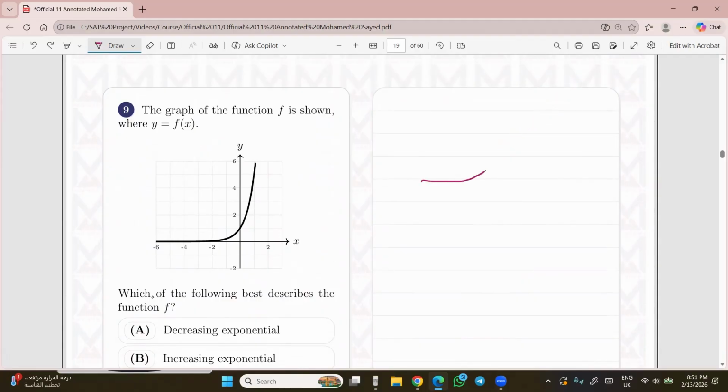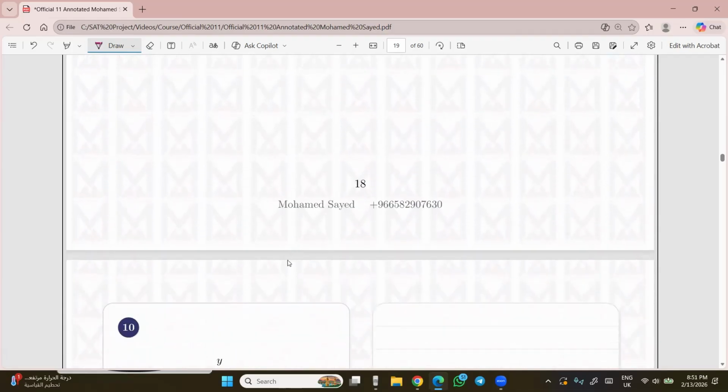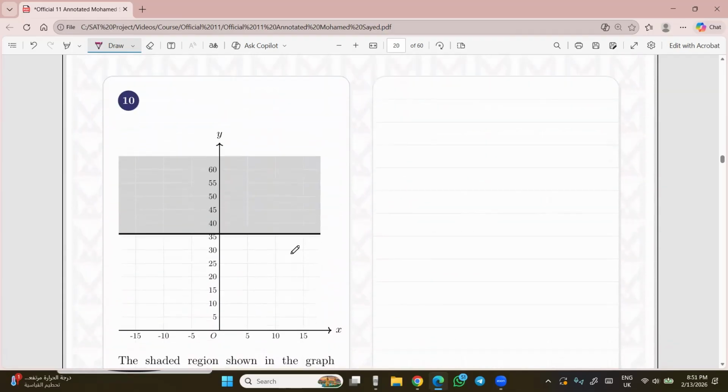It's something increasing exponentially. This is exponential growth. And it's increasing because your direction is from left to right. This is our direction, not the opposite. We are moving up, which means we are increasing. So increasing exponential, letter B. You can only recognize the graph like this.